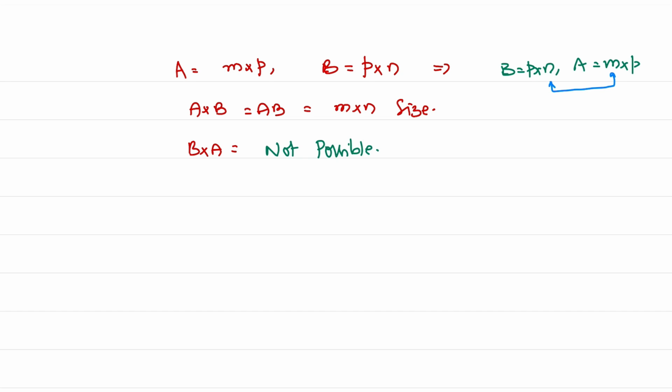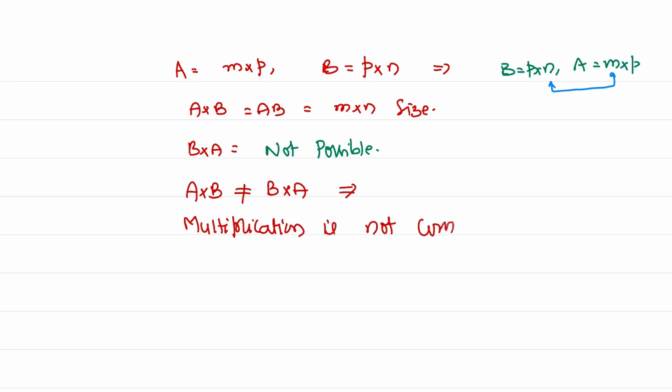Hence A into B is not equal to B into A. That implies multiplication is not commutative in matrix operation. Addition is commutative.